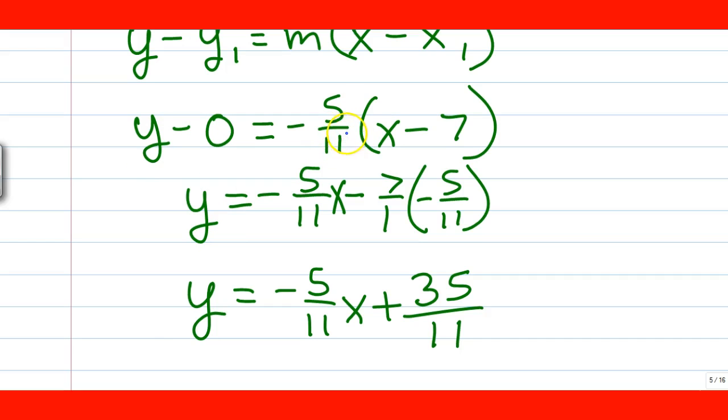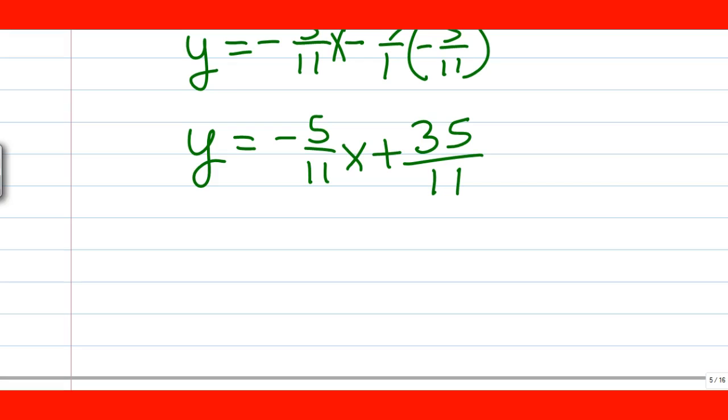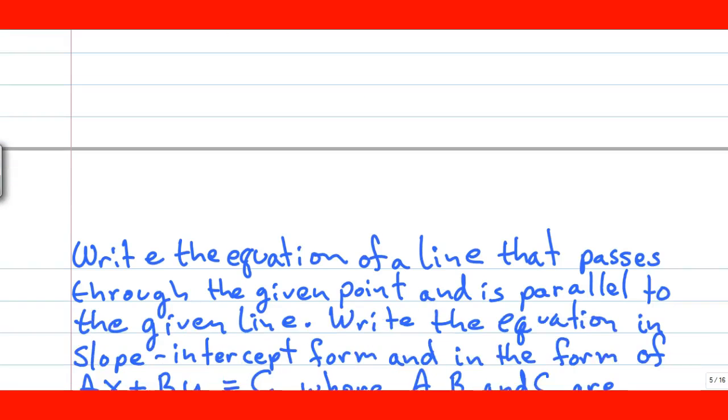On the other side, I need to clear the parentheses, so I'll distribute the negative 5 over 11 through the parentheses to the x, and then distribute it through the parentheses to the 7. So what I'm doing is multiplying these together. In the second step, I'm showing that I took that 7 over 1 times that negative 5 over 11. When I multiply them together, I end up with y equals negative 5 over 11 x plus 35 over 11. I've written the equation of the line in slope-intercept form.